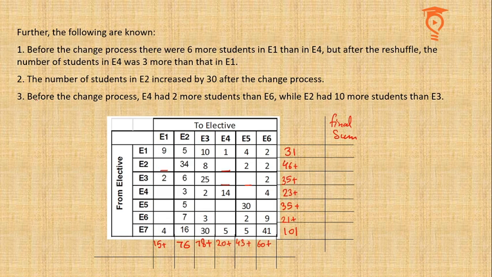First, before the change process there were 6 more students in E1 than in E4. Okay, so before the change we will have to see here, and for after we'll have to see the sum of the columns. So before the change E1 is supposed to have 6 more students than E4. We have a full and final number of 31, so I can just write it 31. So E4's sum should be 25.